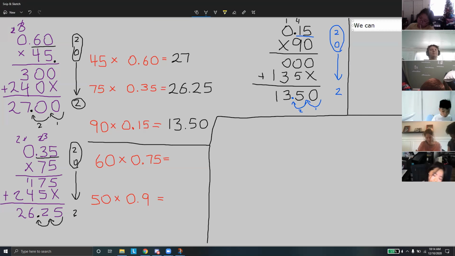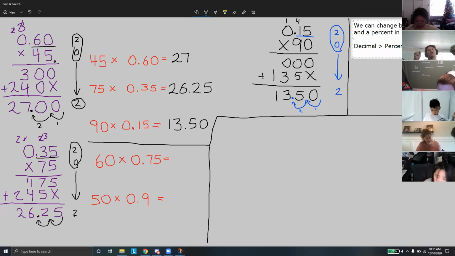We can change between a decimal and a percent in one step. So my first example will be decimal into percent.